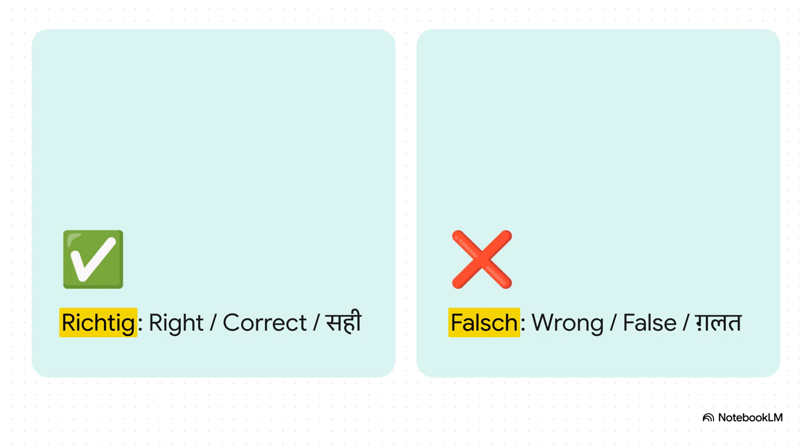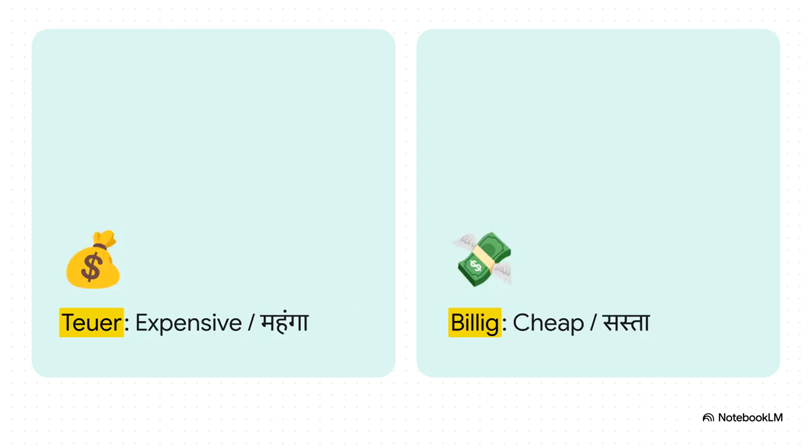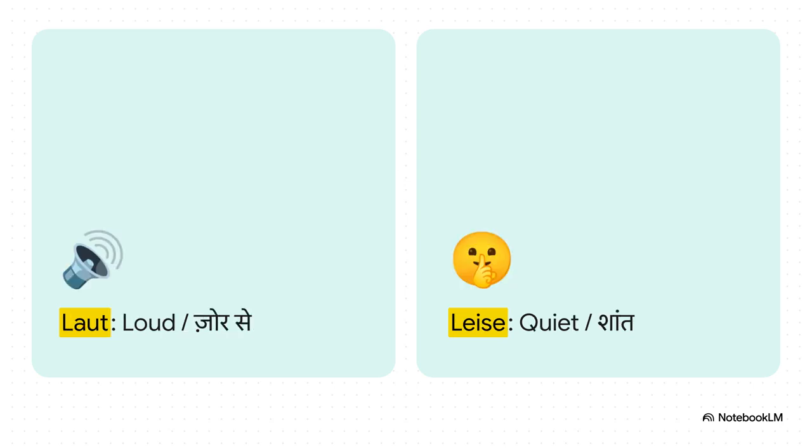This next pair is just fundamental. You have richtig for right or correct, and falsch for wrong or false. I mean, these are your essential tools for agreeing or disagreeing in any conversation. And here's a super practical pair you'll use constantly. Teuer for expensive, and its opposite, billig for cheap. Absolutely essential if you're ever shopping or just talking about prices. Our final pair for this section describes sound. We've got laut for loud, like the energy at a concert, and leise for quiet, like the calm of a library. Two very different situations, two very useful words.